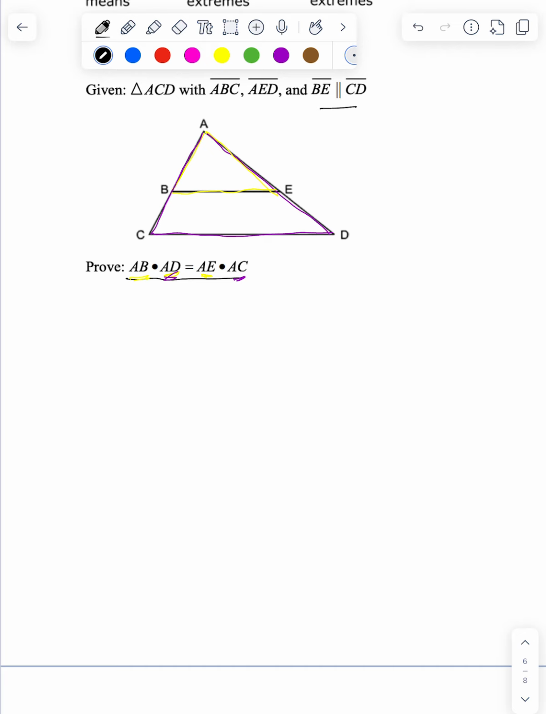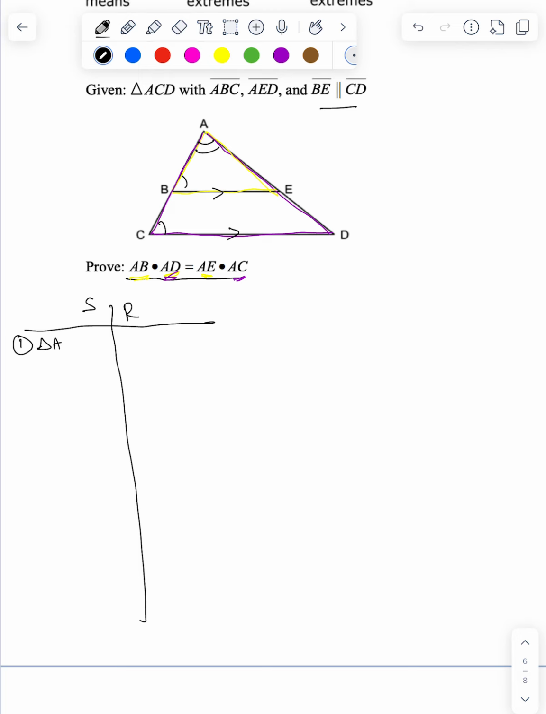In the givens, they told us that BE is parallel to CD. So I can get congruent corresponding angles. And also, the small and the big triangles share angle A. And those are my 2 A's for angle, angle. So I'm going to start writing the proof. And this proof is not a long one. It's just that our proof statement is a little bit different.